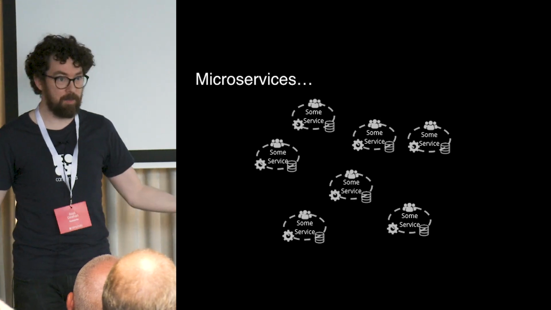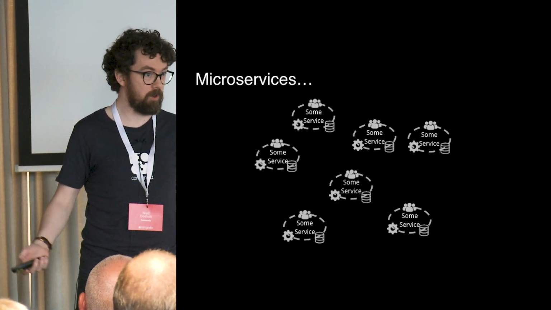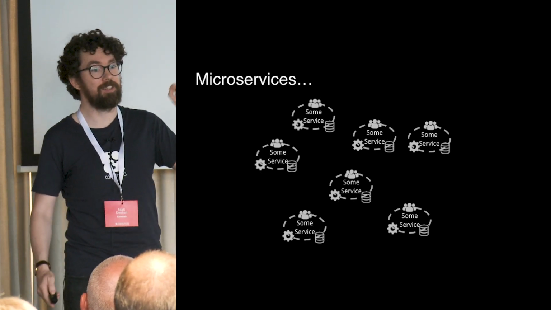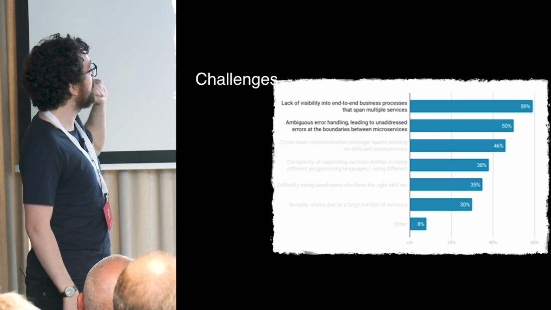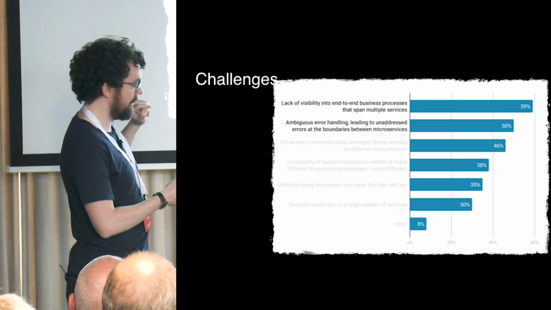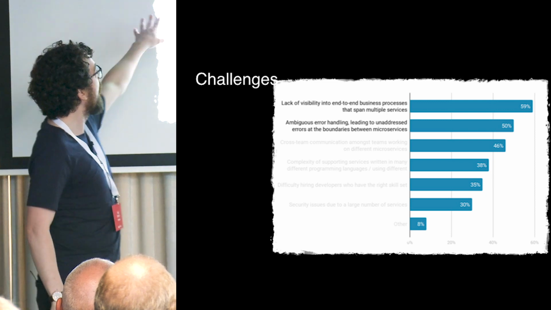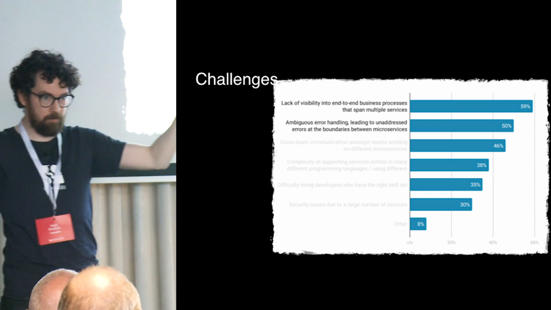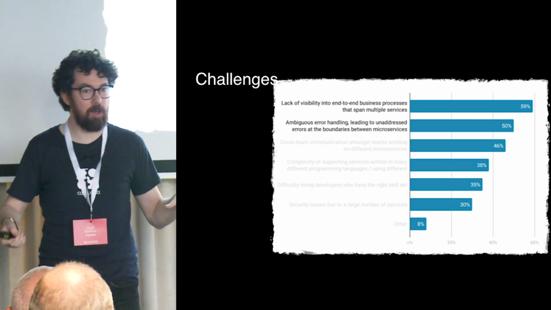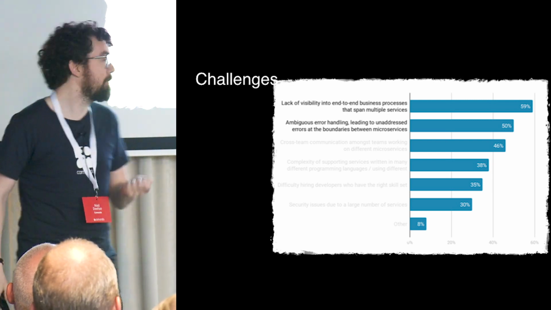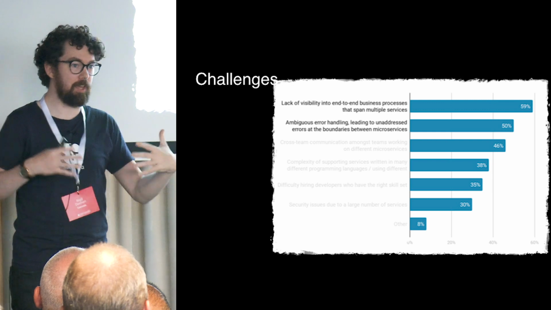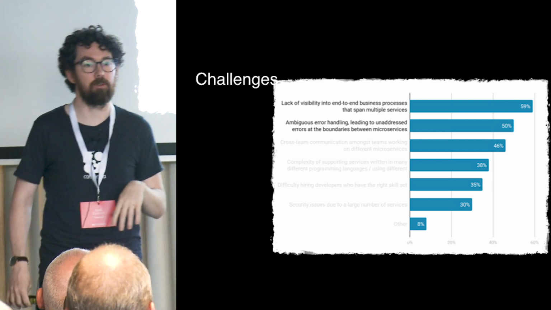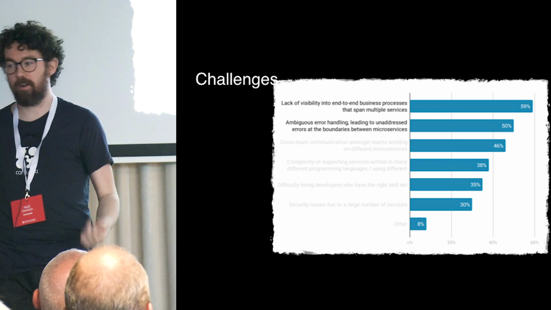But if we were to ask people what problems they have with this kind of architecture, and we did, we have some answers. 59% say that they have problems visualizing end-to-end flows. This is not uncommon; if things get quite complex, they tend to be like that. Also, error handling can be an issue. About half the people we talked to in this survey had problems with error handling.